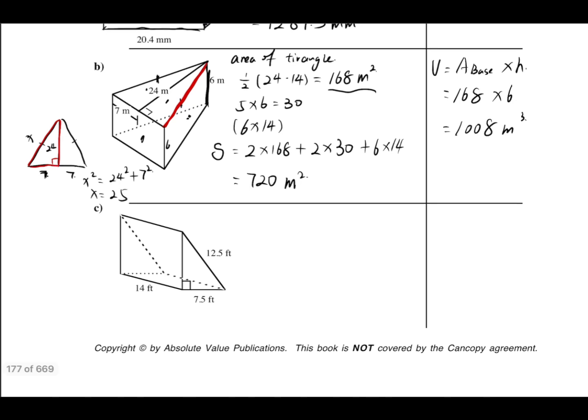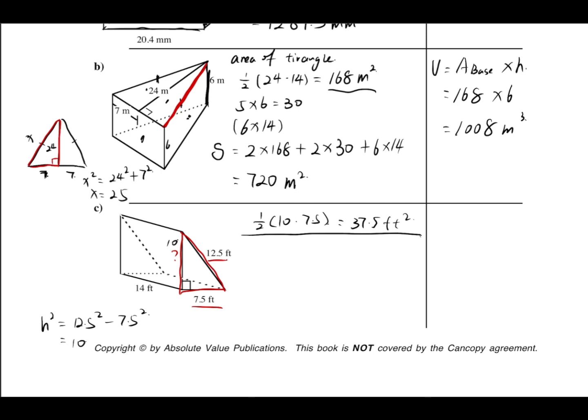And for the last one, we find this is a right triangle. It's easy to find the area, but we have the base and we don't know the height. We have the hypotenuse, so the height equals the square root of the hypotenuse squared minus this side squared, so this part is 10. Then the area of the triangle is 1/2 times 10 times 7.5, which equals 37.5 feet squared.